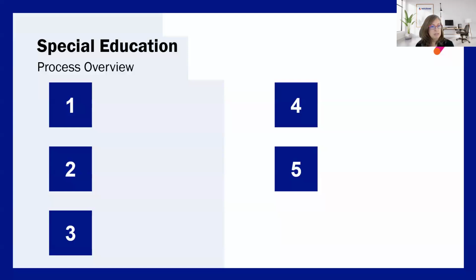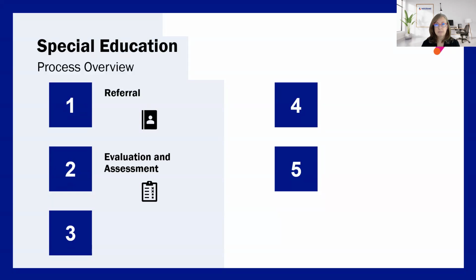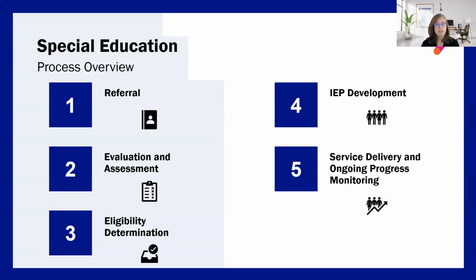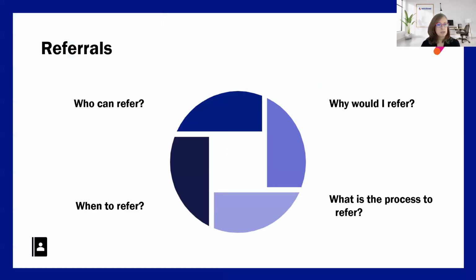So once newcomer families understand the foundational beliefs of special education, help them understand the special education process. The special education process has 5 basic steps. The first step is referral. The second is evaluation and assessment. The third is eligibility determination. The fourth is the development of an IEP. And the fifth is service delivery and ongoing progress monitoring. So these are the 5 basic steps, and we'll unpack those as the webinar proceeds. So let's take a closer look at referrals.